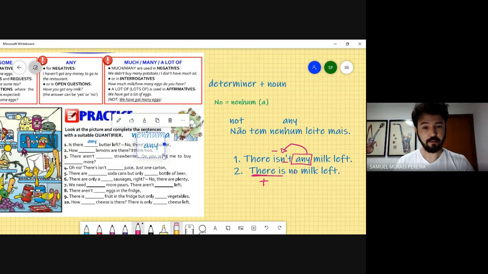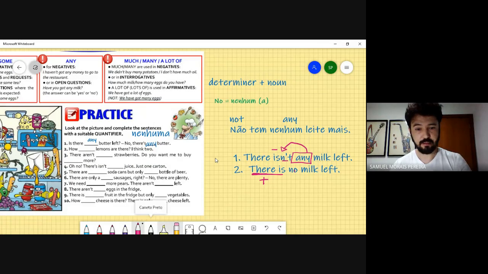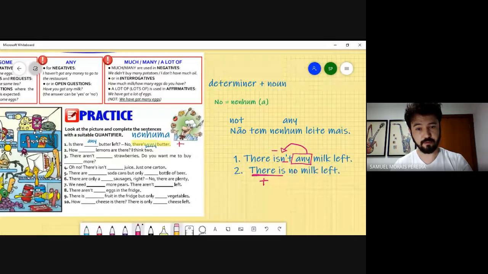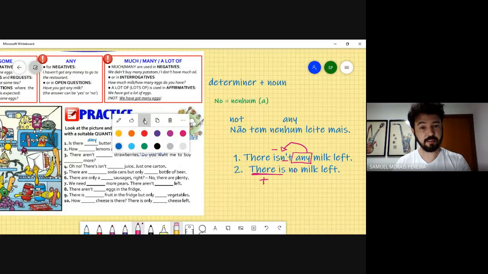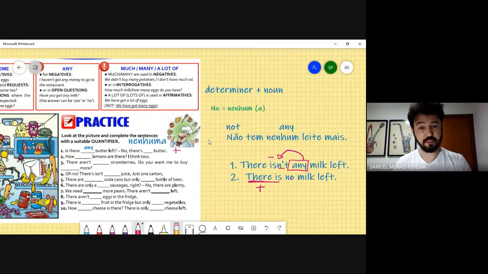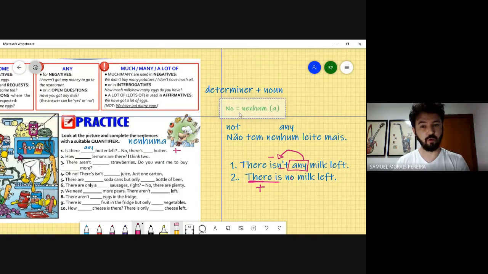the word any significa nenhum se a frase for negativa, but pay attention to the sentence. Essa vírgula aqui, ela isola a frase. A frase é essa daqui. Pay attention to the sentence that I have just highlighted. Is this sentence negative? No. This sentence here is positive. Então, eu não posso usar o any com sentido de nenhum. Porque the word any means nenhum, or nenhuma, only if the sentence is negative. Então, eu preciso de uma palavra que por si só seja negativa, que é a palavra no, na verdade.